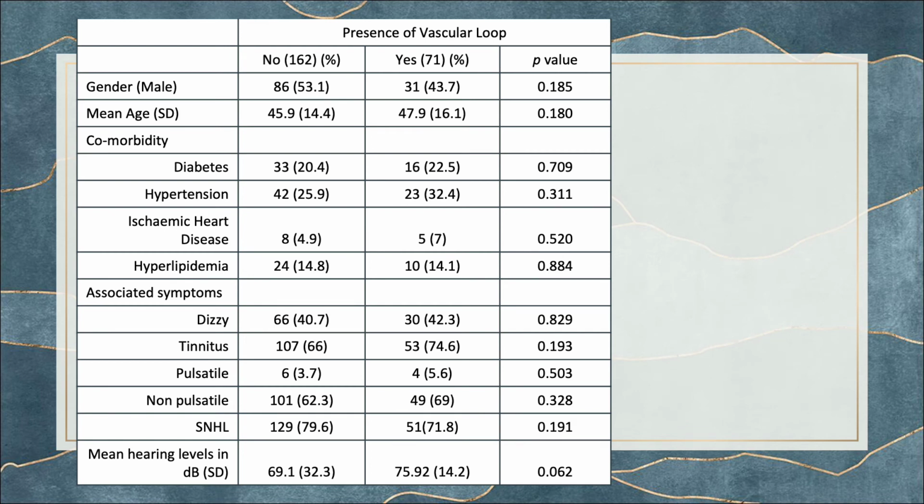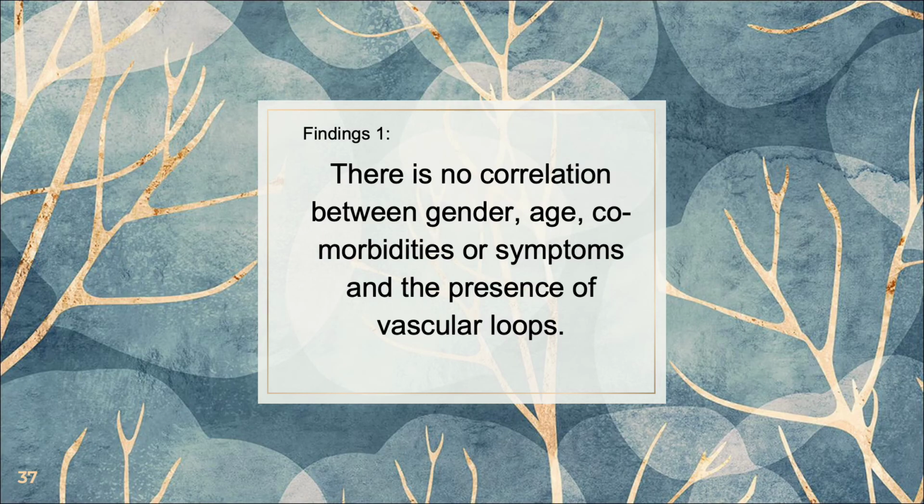The mean age in the vascular loop group was 47.9 and 45.9 in the control group. There was no significant statistical difference between the vascular loop group and control groups in terms of comorbidity and symptomology. Our first findings showed there is no correlation between gender, age, comorbidities or symptoms, and the presence of vascular loops. This means gender, age, comorbidities, or audiovestibular symptoms did not predict if a person had vascular loops.